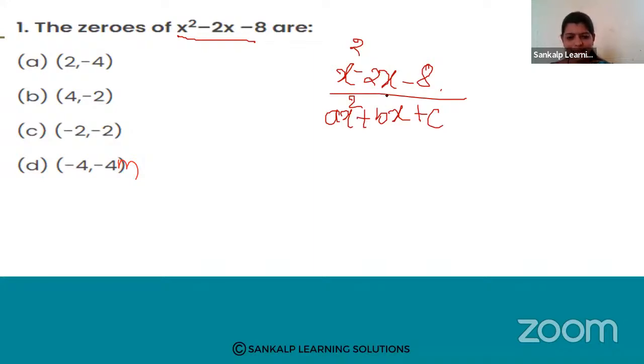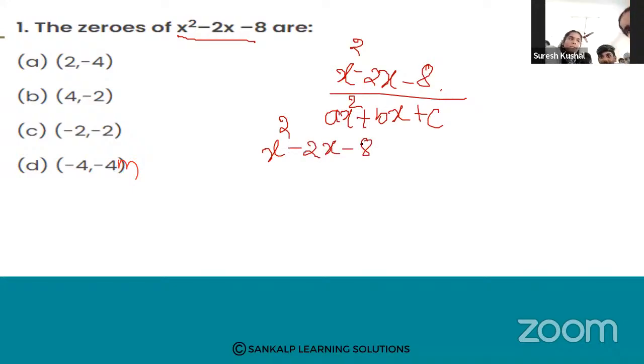Option A is right or option B is right? C, minus 2 minus 2, minus 4 minus 4. Which one is? B is right, ma'am. Which one? B. Okay. Option B. Shall we check once? X square minus 2x minus 8.